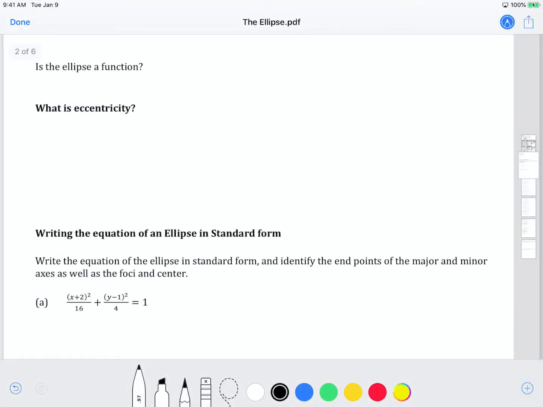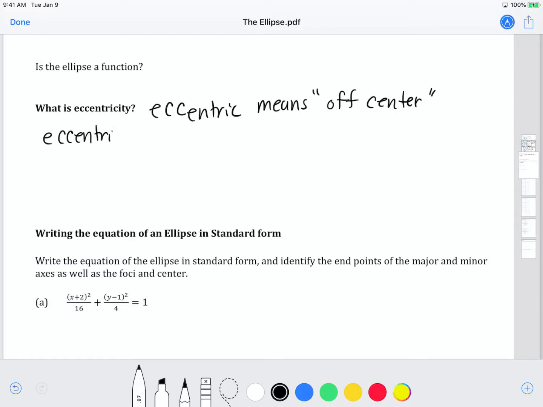Last thing I wanted to go over with you is something called eccentricity. Eccentric means off center. And eccentricity helps us determine how stretched out, how elongated this ellipse is. And there's a formula for eccentricity. The formula is you take your value of C, that's the same C that you use to find your focal point, and then you take that over A.